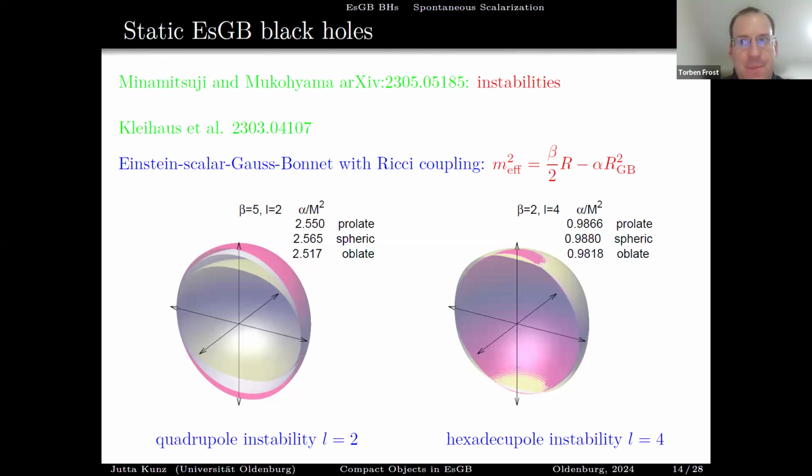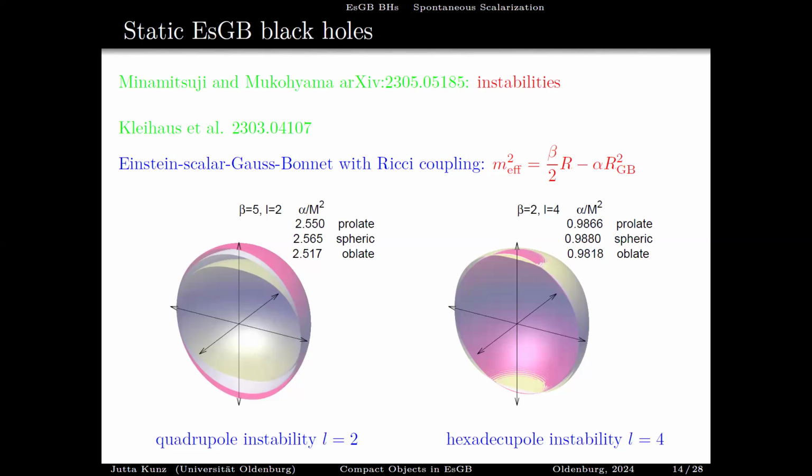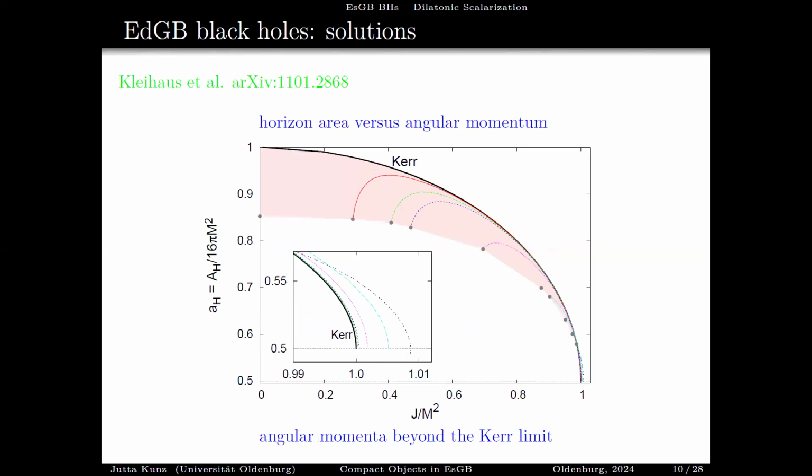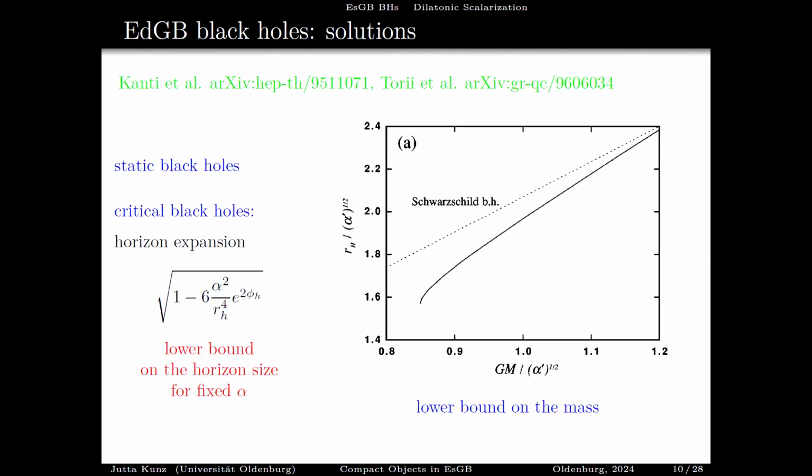Any other questions? Okay, I have another question. The previous page 10 was something where you showed the horizon size versus the mass. So, can we say that for a given mass, the Gauss-Bonnet black hole horizon is smaller than Schwarzschild?